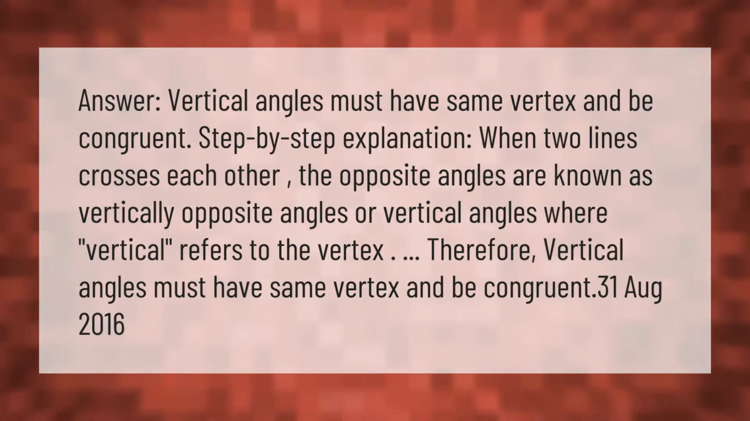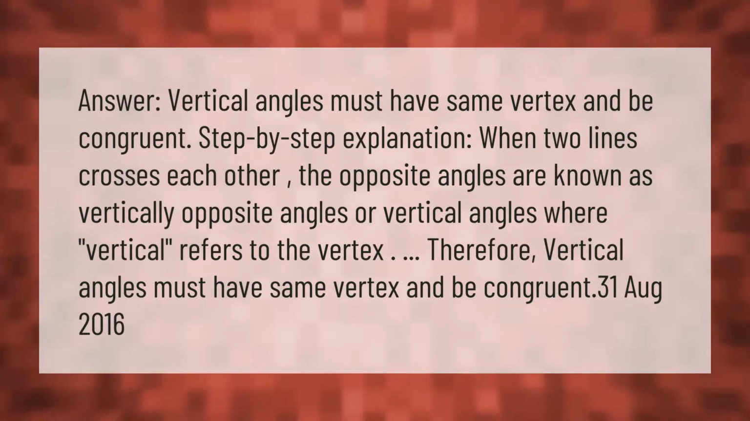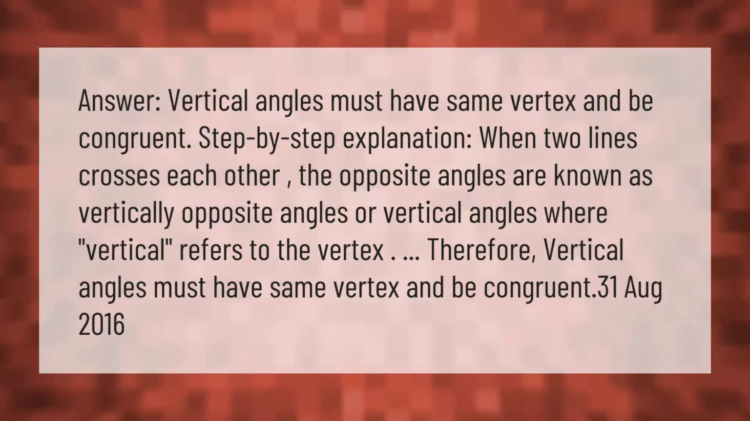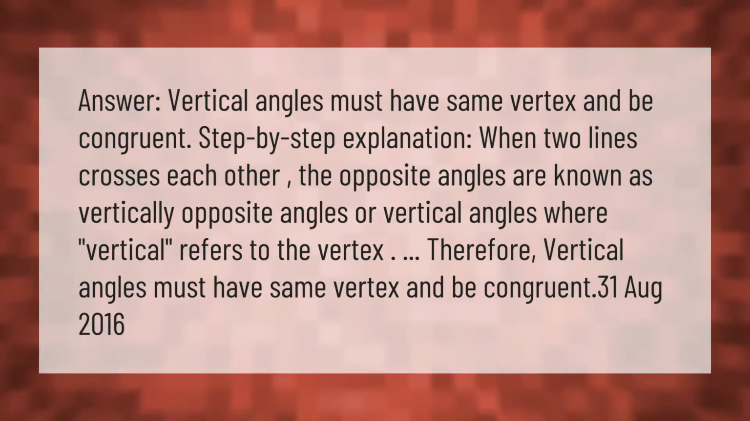Answer: vertical angles must have the same vertex and be congruent. Step-by-step explanation: when two lines cross each other, the opposite angles are known as vertically opposite angles or vertical angles, where vertical refers to the vertex. Therefore, vertical angles must have the same vertex and be congruent.